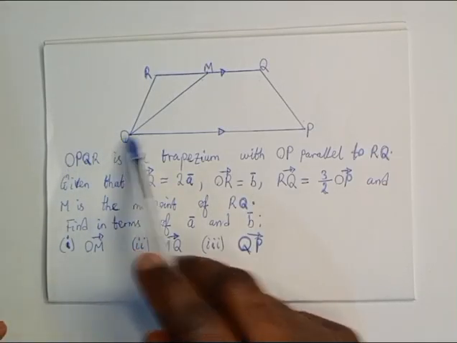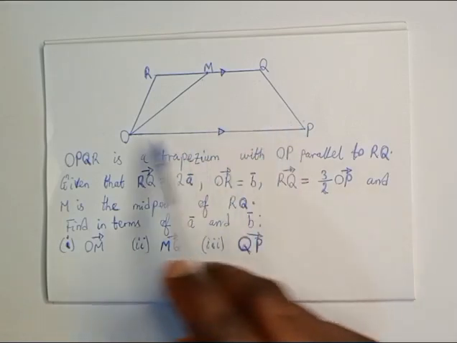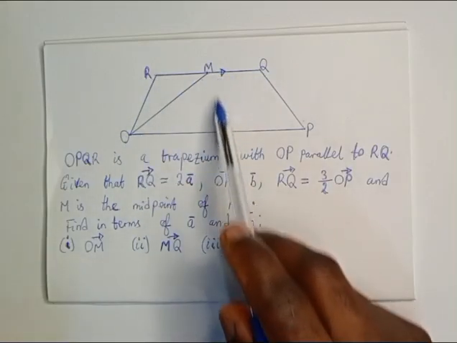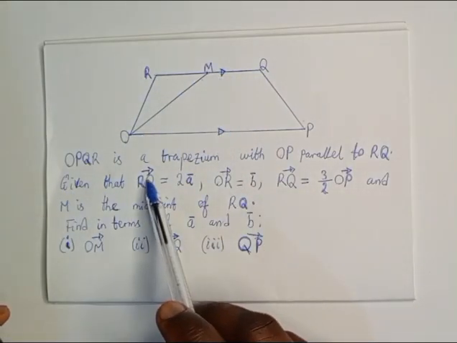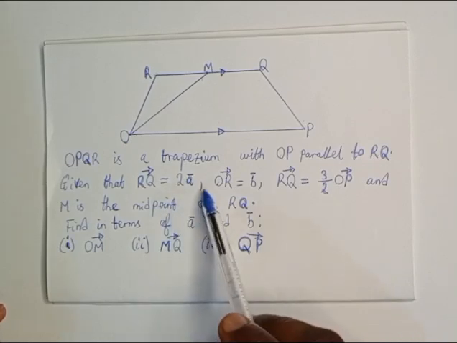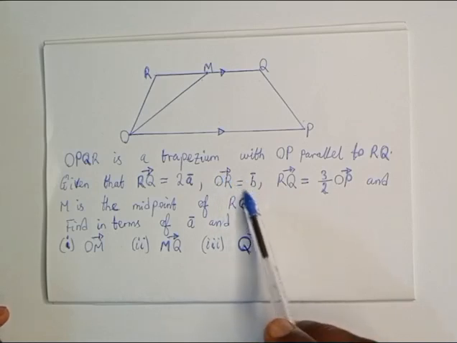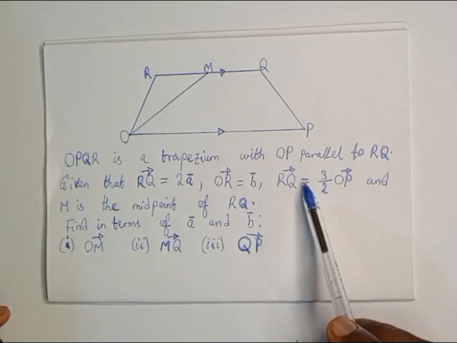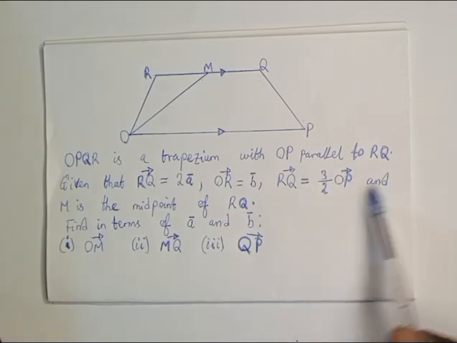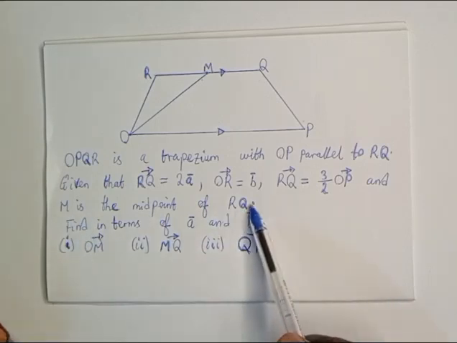OPQR is a trapezium with OP parallel to RQ. That's why they have arrows. Given that RQ is equal to 2A bar, OR is equal to B bar, RQ is equal to 3 over 2 OP vector, and M is the midpoint of RQ.